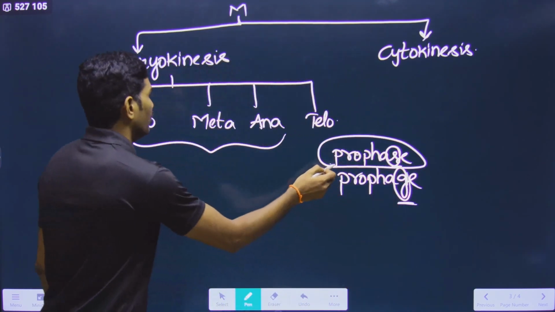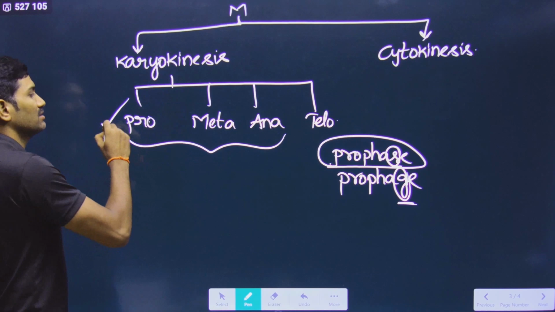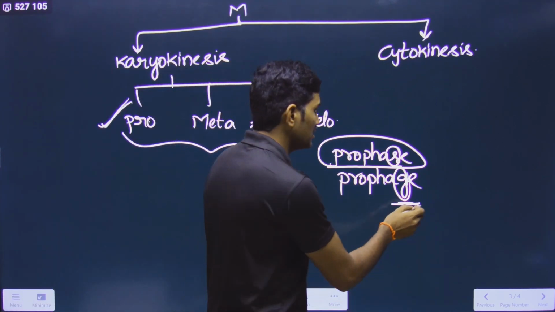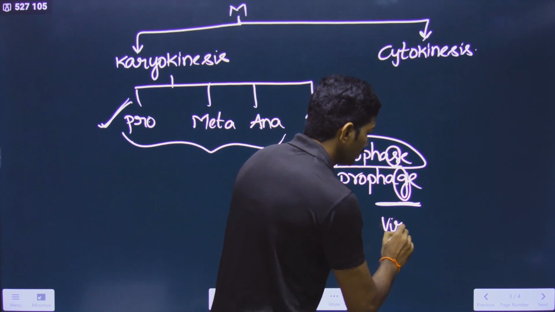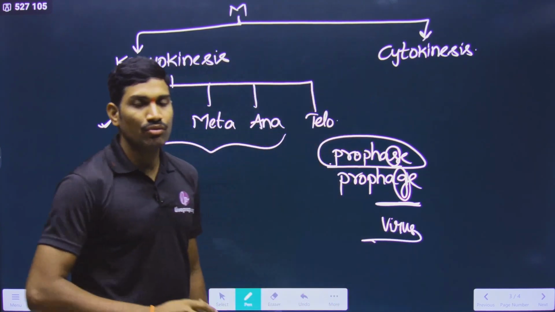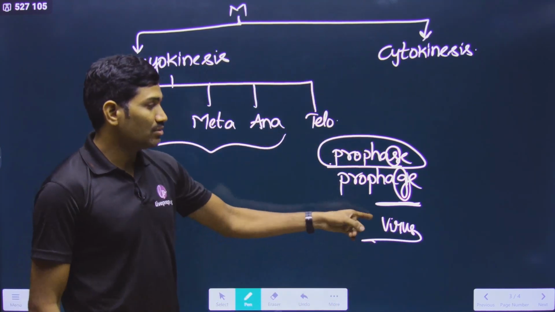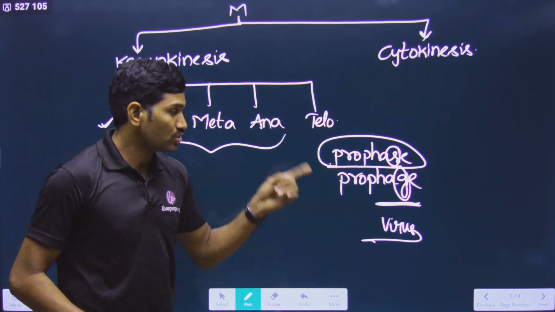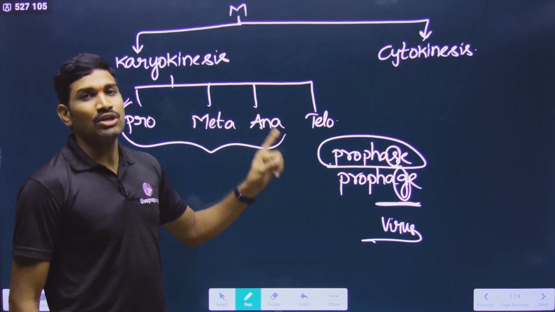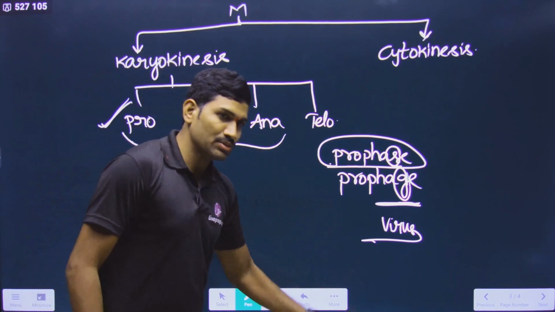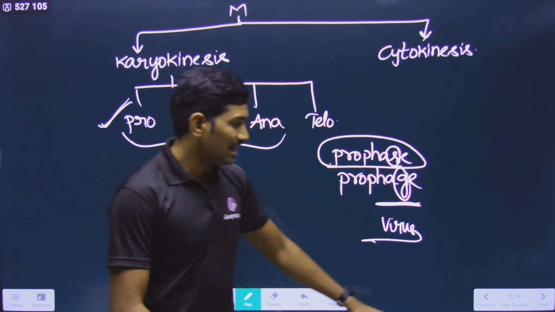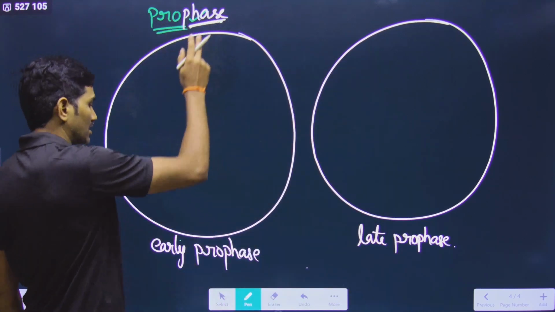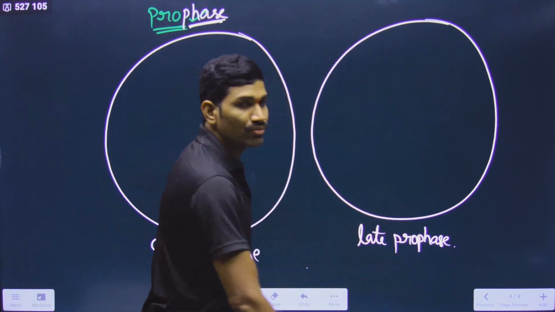Prophase is the first phase of karyokinesis. But what is prophage? Phage, P-H-A-G-E, phage is the virus. Prophage is the virus. It is related to the virus. Please remember, these two are not the same. These two are completely different. So spelling is very, very important. What was the spelling given in the option? You need to see that very clearly, or else you may make mistakes. Okay. So we are talking about prophase, early prophase, late prophase.